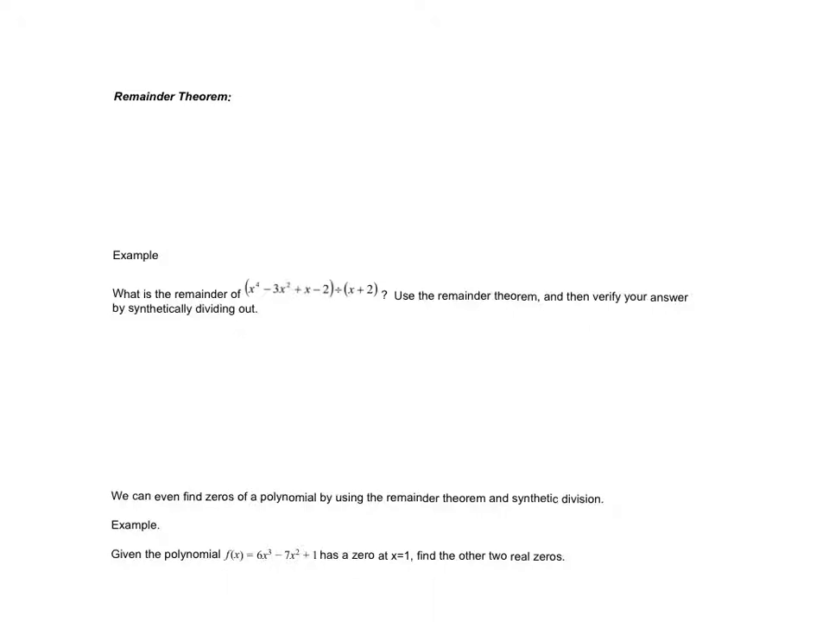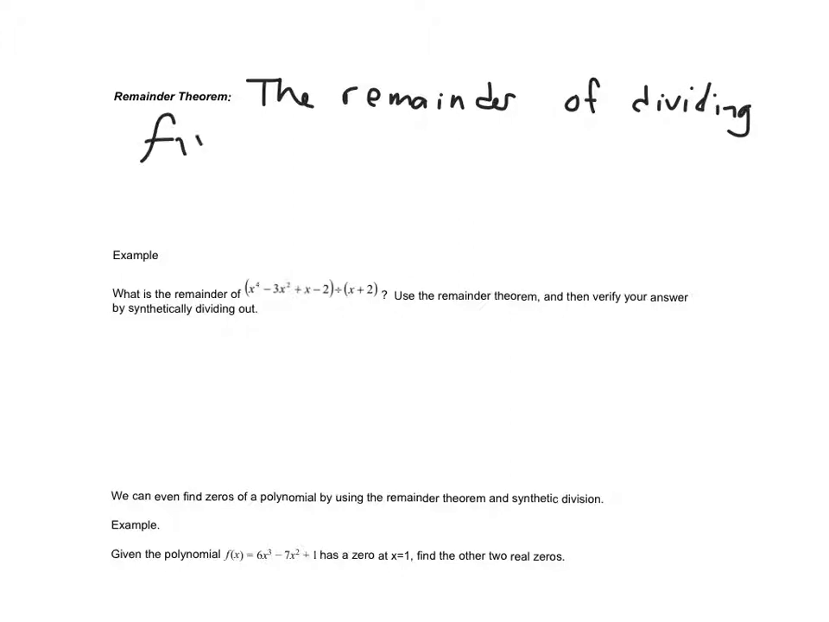So last thing we want to look at in this chapter is what's called using the remainder theorem. Now the remainder theorem is just a really quick way to get a remainder when you divide two polynomials. So essentially it does what synthetic division does, except it just finds the remainder. So the remainder theorem says this. It says the remainder of dividing f of x by x minus a is simply f of a.